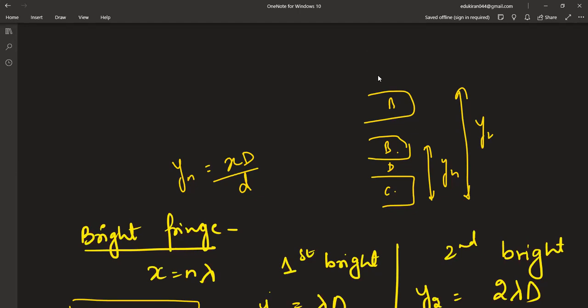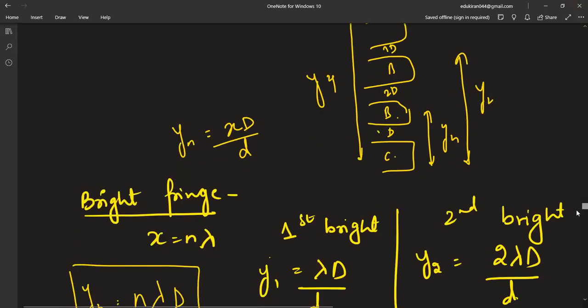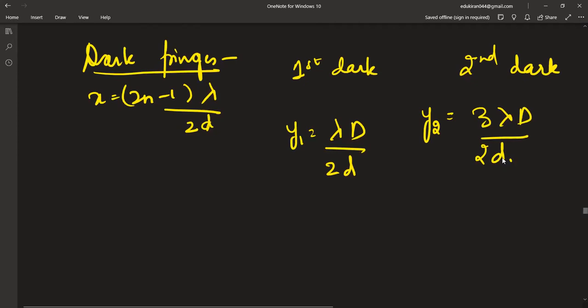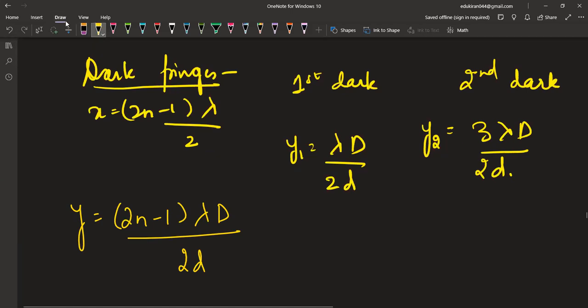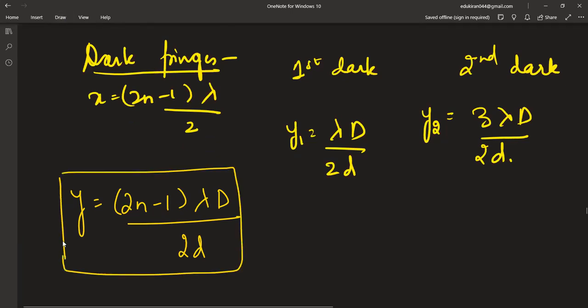Same thing for dark. Suppose this is first dark, second dark, third dark, fourth dark. I want to find out the separation of the fourth dark fringe from the central. So I'll use the fourth dark formula for the central. So yn basically gave me the formula for the separation from the central bright fringe. x is this. So y will be (2n minus 1) lambda capital D by 2 small d. Understood? This is the separate formula for y.